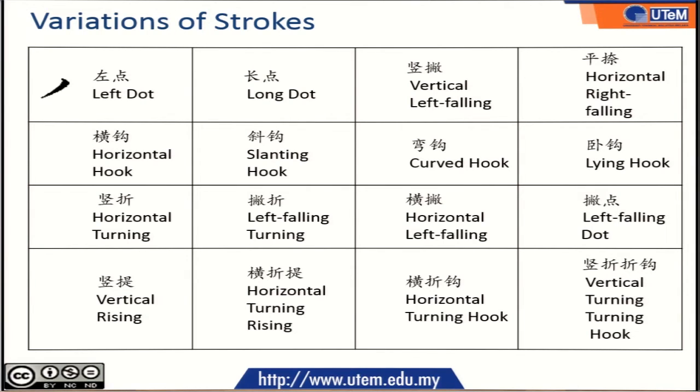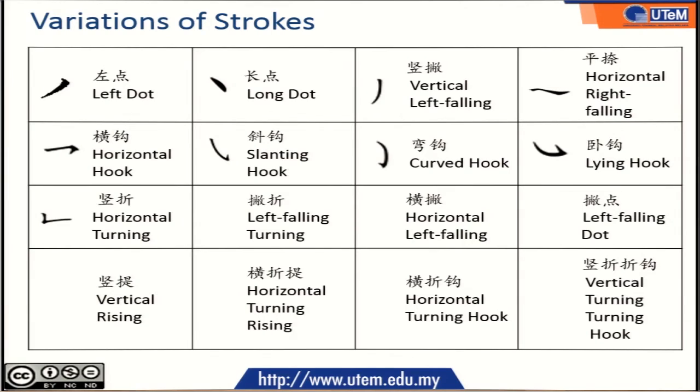Number 1 is 左点, left dot. 长点, long dot. 竖撇, vertical left falling. 平捺, horizontal right falling. 横勾, horizontal hook. 斜勾, slanting hook. 弯勾, curve hook. 握勾, line hook.